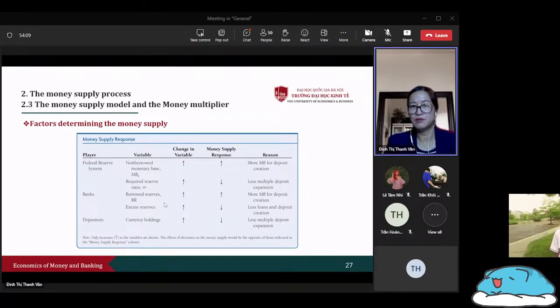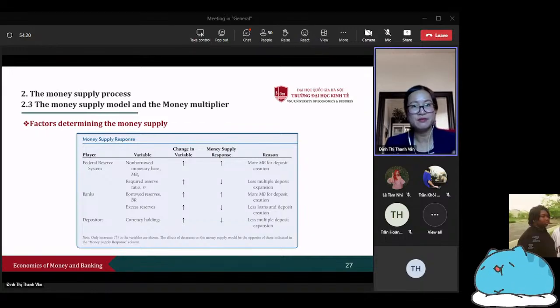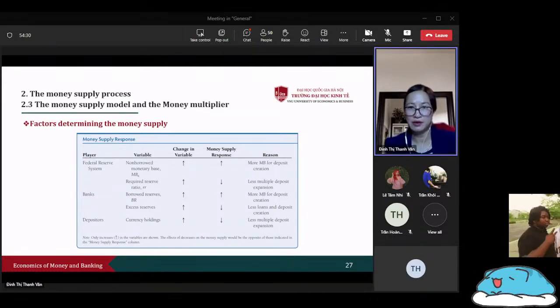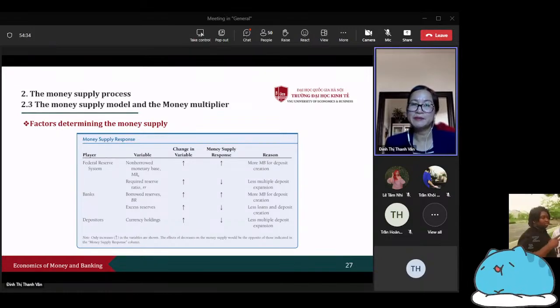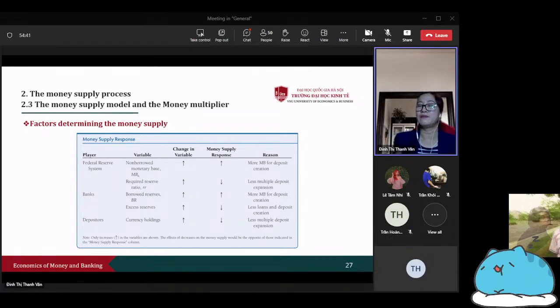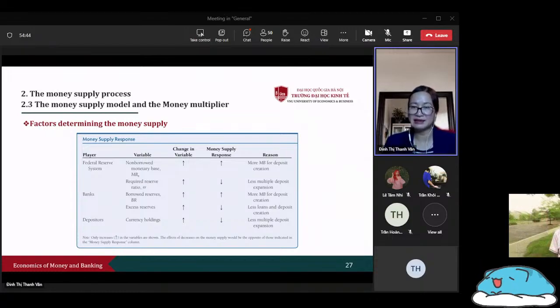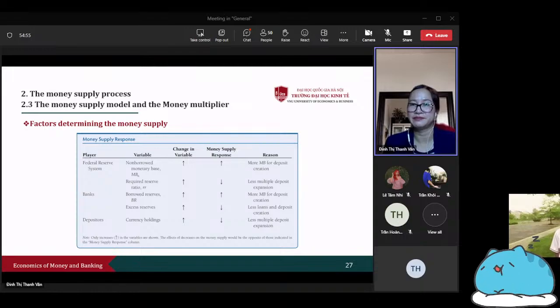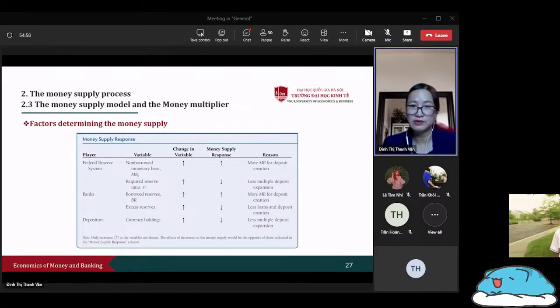Another factor is borrowed reserves and excess reserves from banks. If banks borrow reserves, that means they have more reserves, and then they can make deposits, and that makes the money supply increase in response to the increase in deposits. For excess reserves, if they keep more reserves at the bank, that means they will not make loans or buy securities. Then money will not go out of their banks, and thus the money supply decreases, right? Because banks would keep it for themselves. They would not buy securities or make loans.